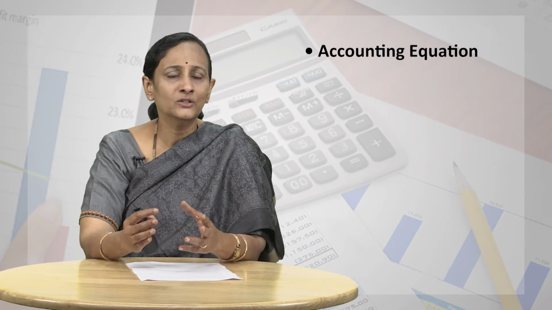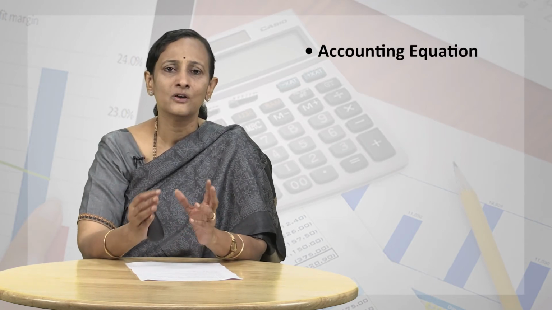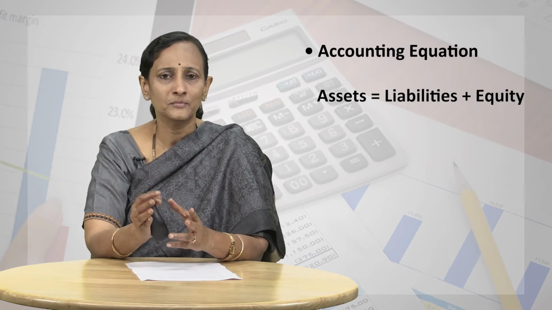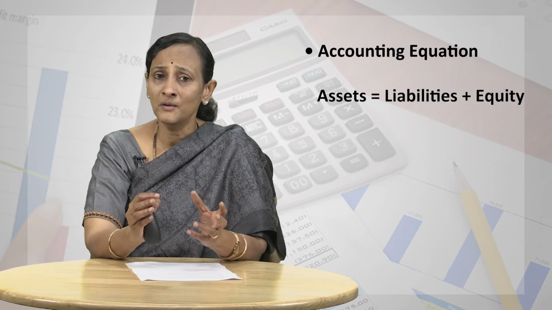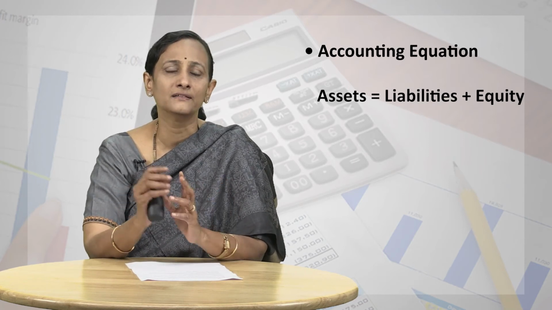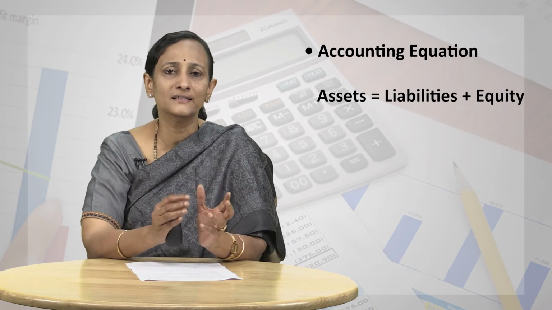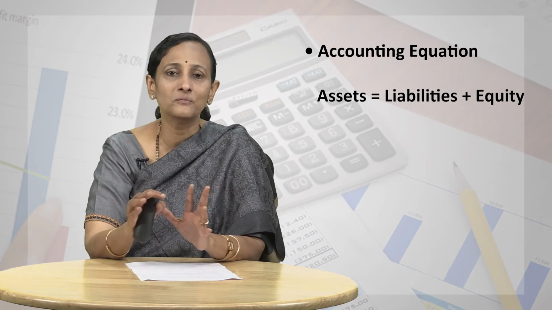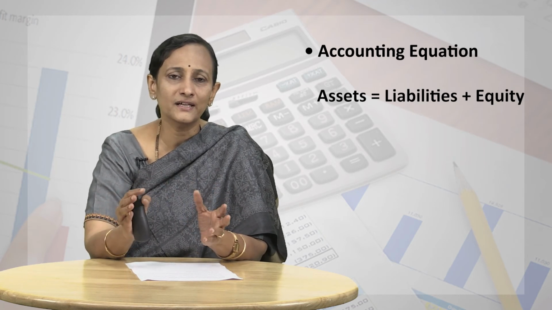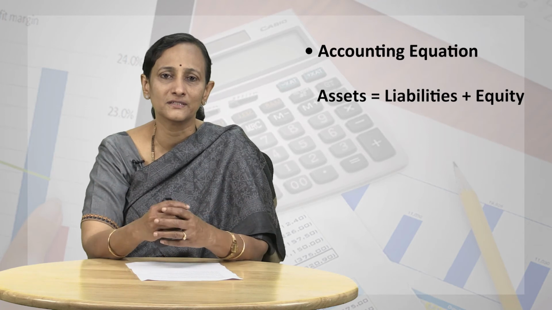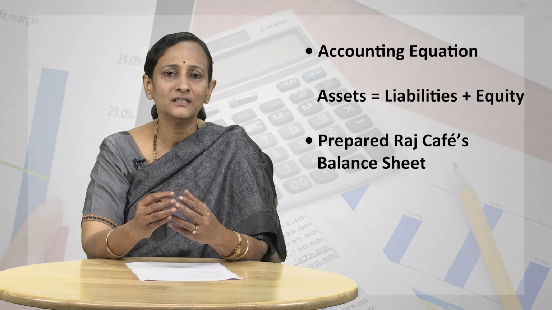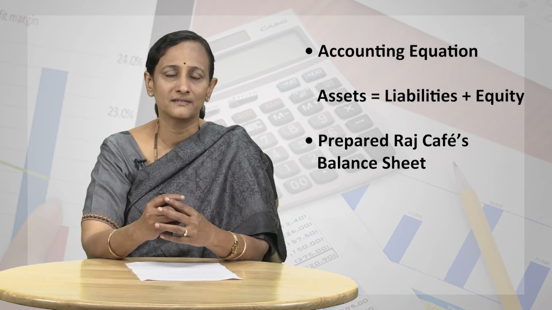After that, we looked at the accounting equation, where we said assets are equal to liabilities plus equity. And remember, this equation should always balance. You cannot have a one-sided equation and leave it without balancing. The equation must always balance, the way it should in a simultaneous equation. And lastly, we prepared the balance sheet of Raj's business.